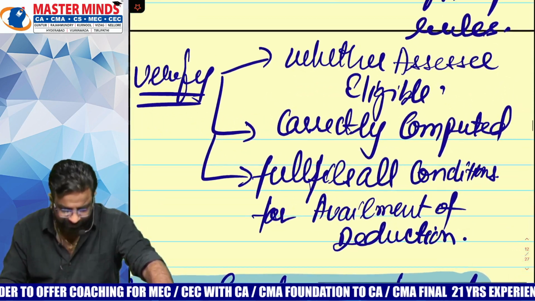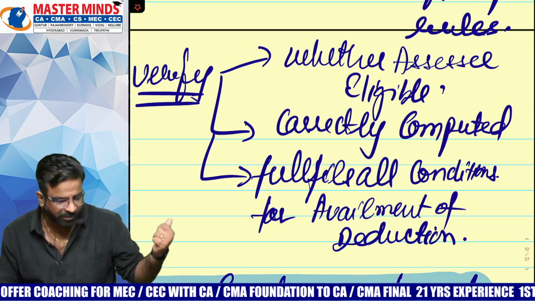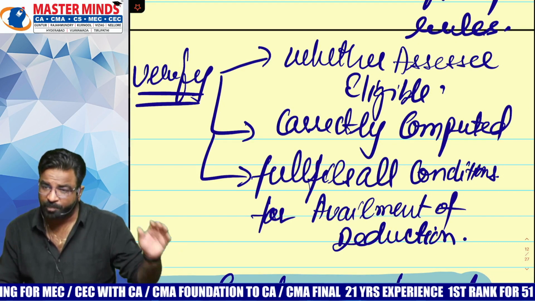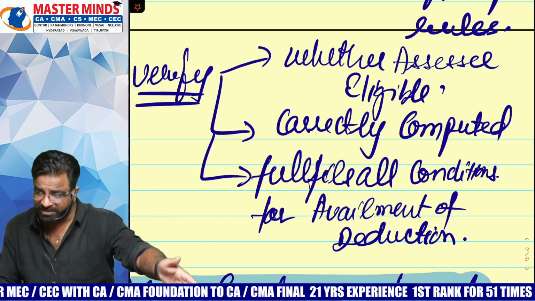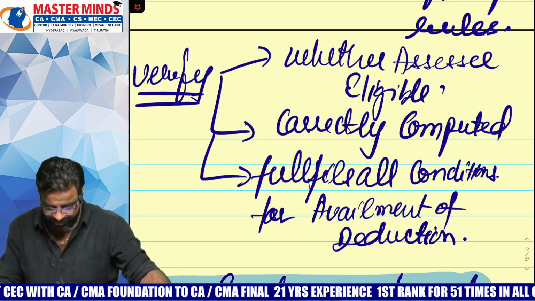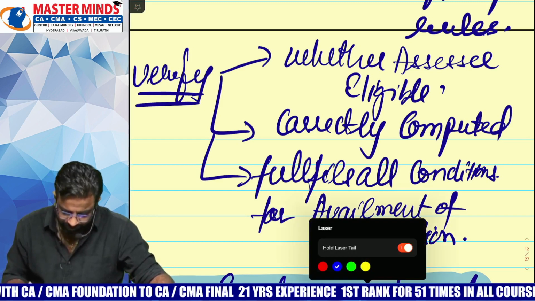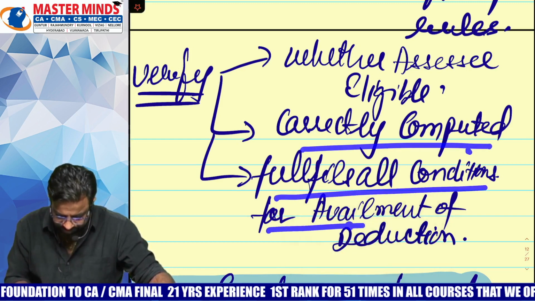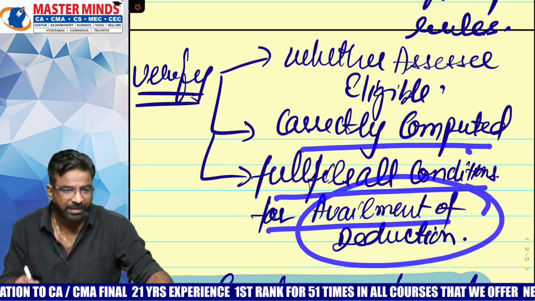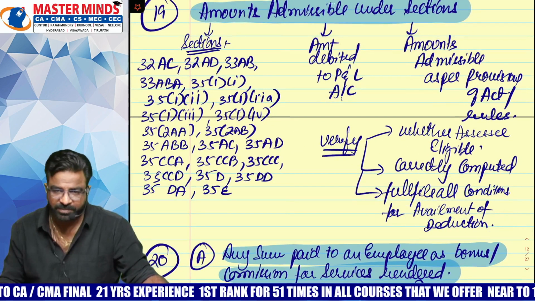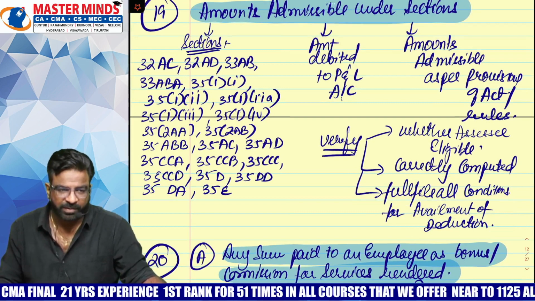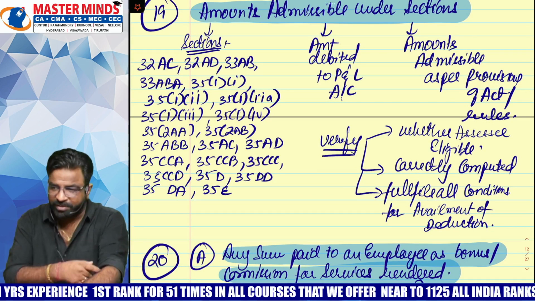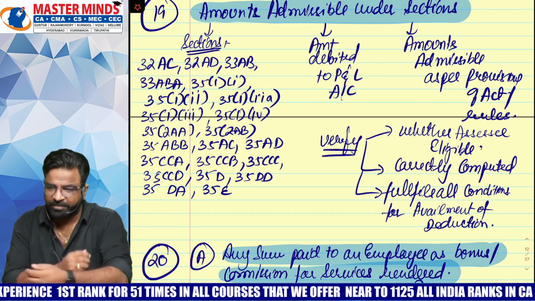But आपको verify क्या करना है? What is the point number 1? Main point, as an auditor, whether the assessee is eligible to put these expenditures into its P&L account. Second thing, what you have to check? Correctly computed or not. And what is the third you have to check? Fulfills all conditions of availment of deduction. ठीक है? This is clause number 19. अब बताओ 19 to 1. Try करो. Till the 44 is not coming, try to do it.